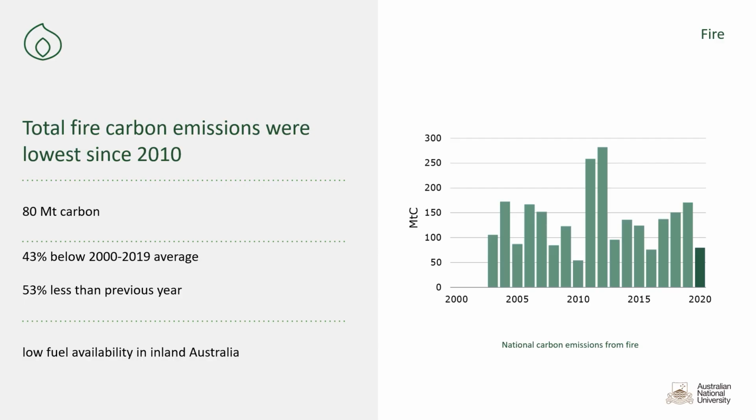Nationally, fuel was the driest since at least 2020, but as mentioned before, values in Southeast Australia increased later in the year following rainfall. Total fire carbon emissions were below average, more specifically 43% below the 2019 average and 53% less than in the previous year. Again, likely related to the low fuel activity and fuel availability in inland Australia.